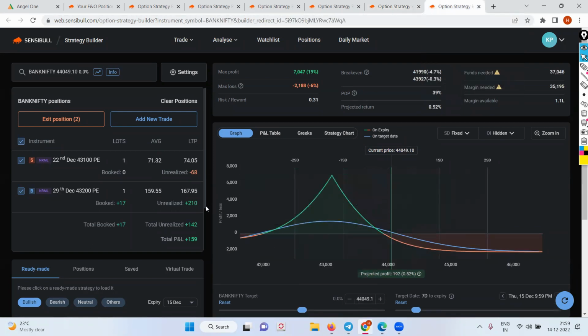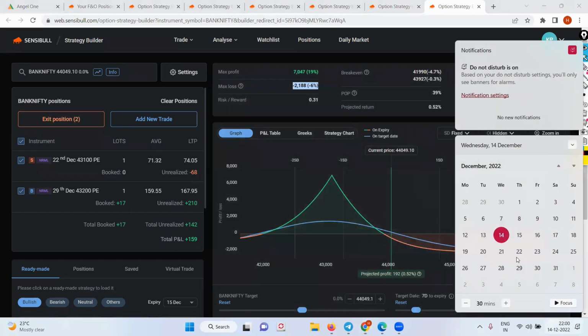Now, this is the last trade, guys. Right, this is the last trade. So basically, I've deployed a PE calendar spread in Bank Nifty. Right? What is my loss? My loss is only 2188. And when is this? 22nd. So how many days do I have, guys? 14th, right? So the 22nd is the expiry.